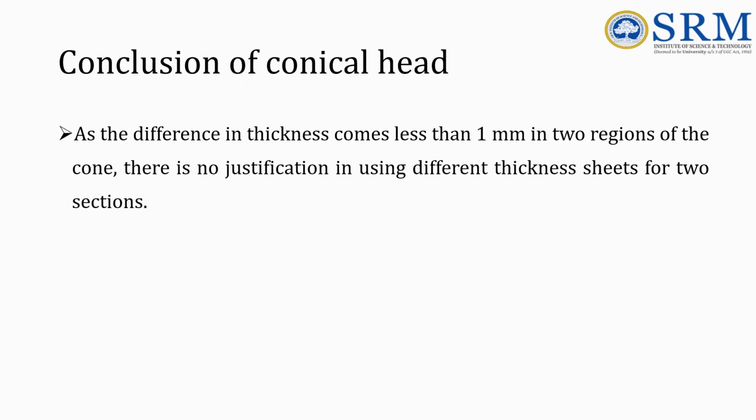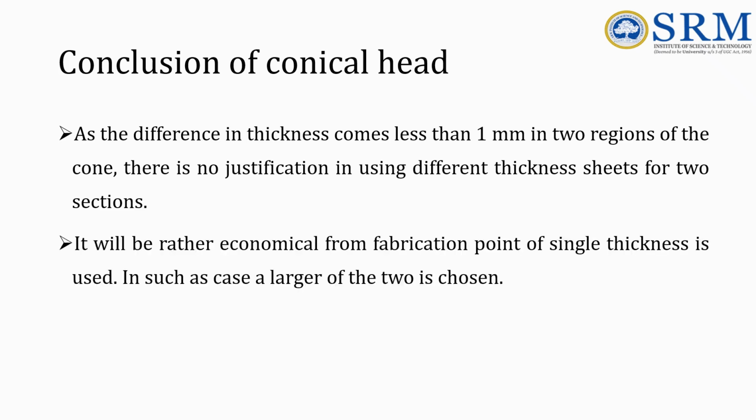So now, understanding from the conclusion, the difference in the thickness is only 1 mm in the two regions. So there is no justification in using different thickness of the sheets at the two sections. So as we understand, the whole thickness is 7 mm, and now the thickness away from the junction is 5 mm. So the difference is only 2 mm, and hence it is suggested that the shell or the conical head can be designed with the greater thickness or a single thickness of the sheet.